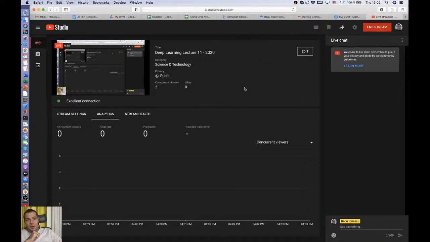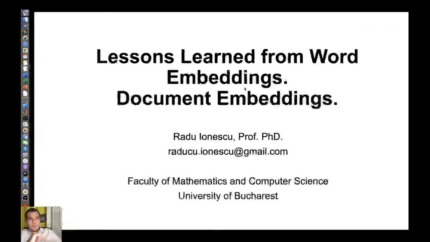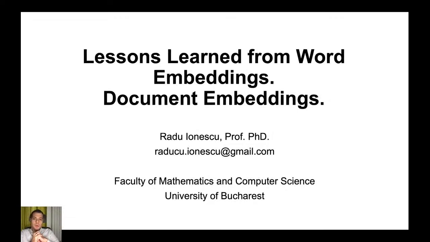So, if everything is fine, I'm going to start today's lecture on lessons learned from word embeddings and also discuss how we can obtain document embeddings that can be useful for classifying documents by various, let's say, tasks such as opinion mining, categorization by topic, subjectivity and objectivity, and, I don't know, other ways to classify documents.